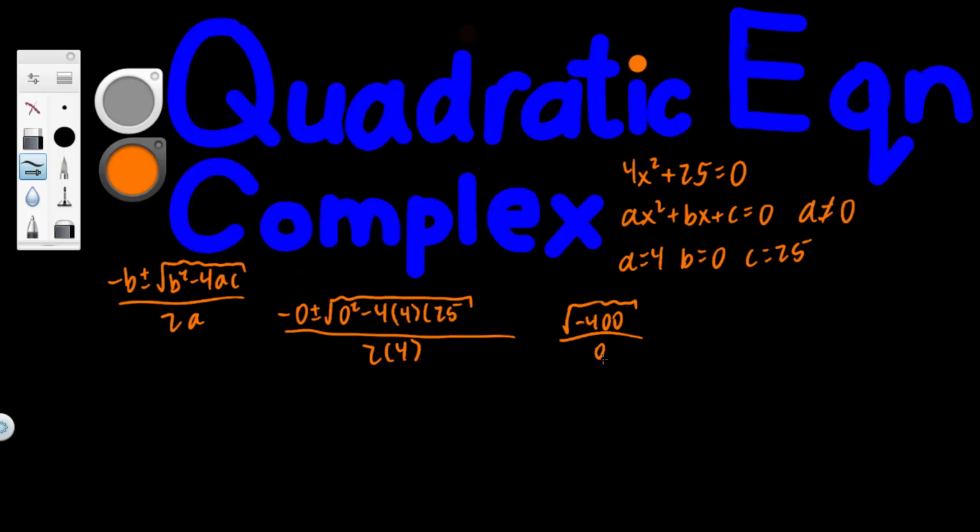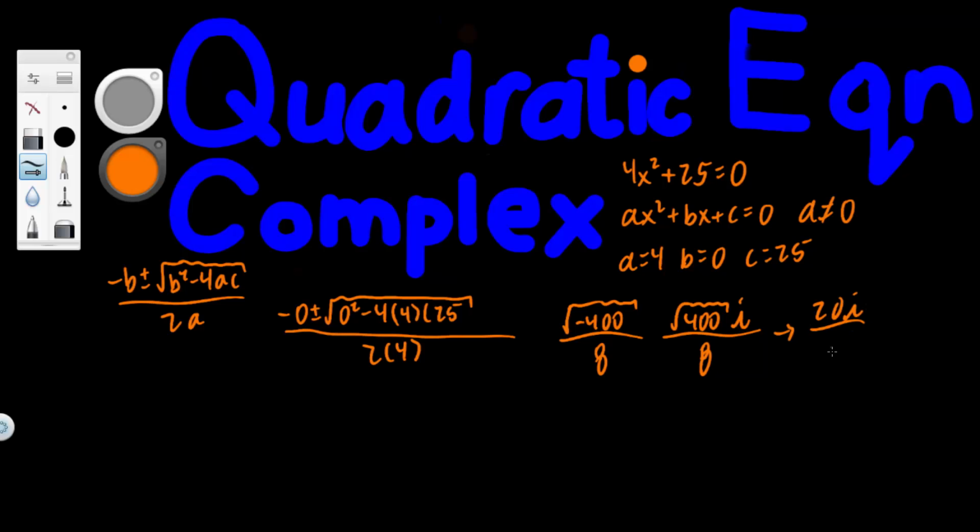divided by 8. Well, there is no square root of negative 400. So we are going to do the square root of 400 times i divided by 8. Notice the i is outside of the square root. What is the square root of 400? I'm not even sure. Hopefully it's a good clean number. It is. I should have known that. It's 20.